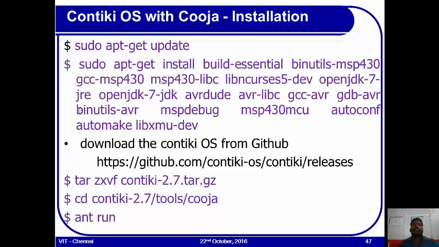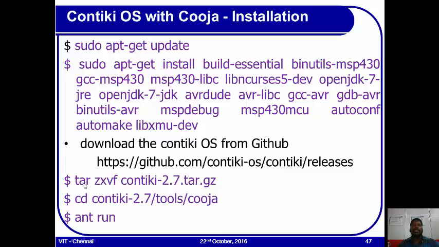The steps to install Contiki OS with Cooja: that is sudo apt-get update. First we have to update your Linux kernel. The second step, the prerequisite: sudo apt-get install build-essential, MSP430, Java and MSP430 related packages have to be installed as a prerequisite. Then we have to download using GitHub, and the extracted one we have to install.